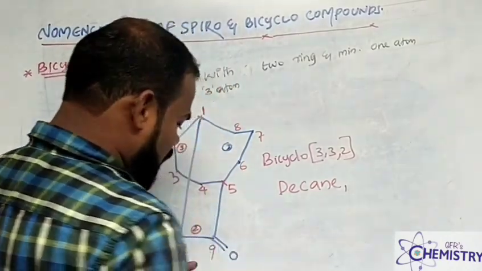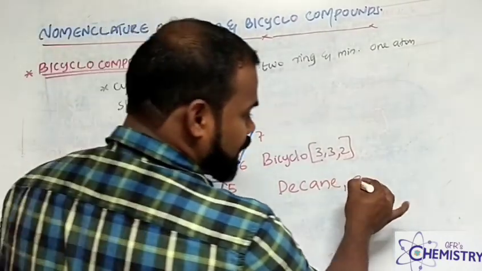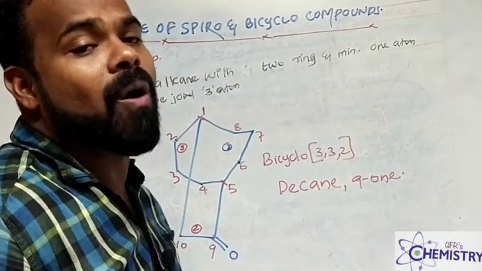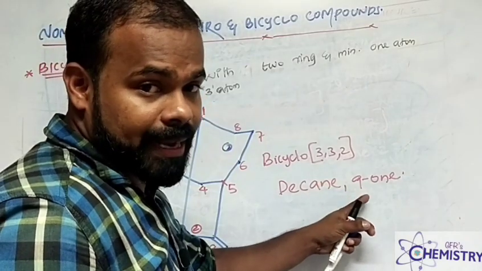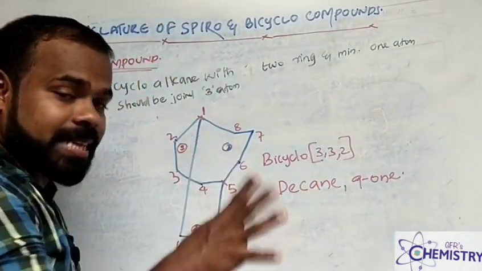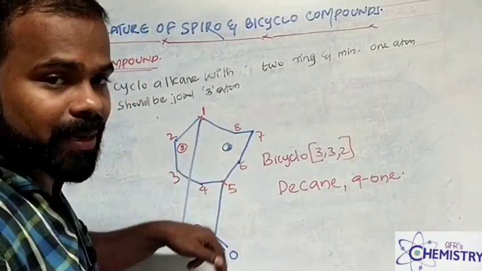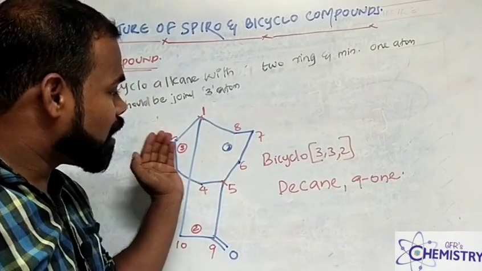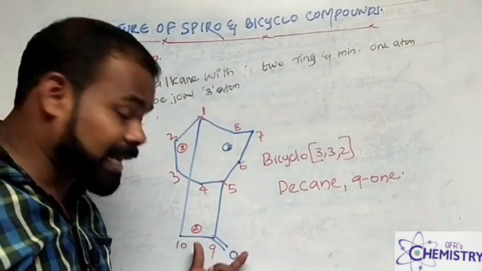Then comma, after making the comma, 9-one. Otherwise, dec-9-one. Both are the same. 9-one. One means a ketone group is there. Listen here. First I selected the bridge carbon, where 3 lines pass. Carbon 1, 2. Selected. After that, all 3 lines are counted separately.